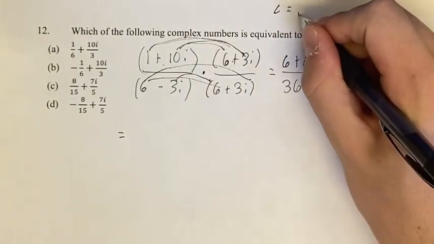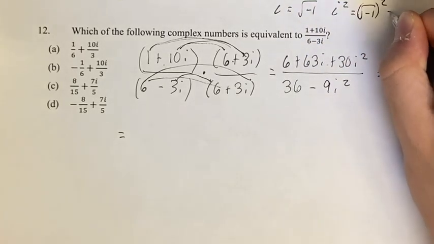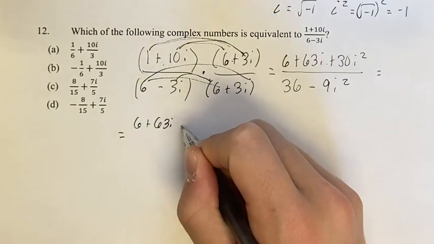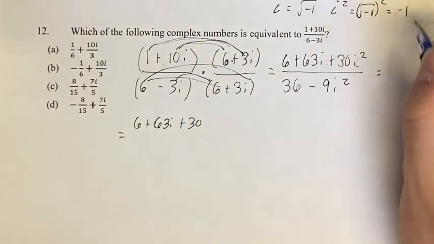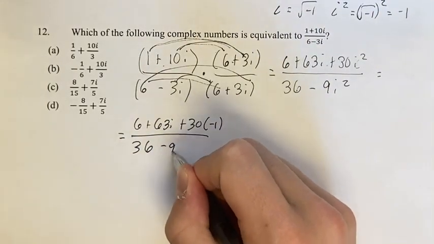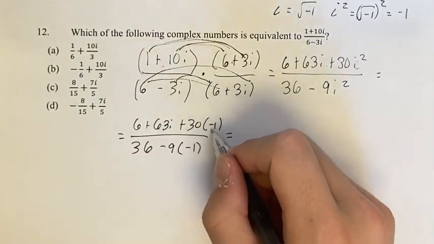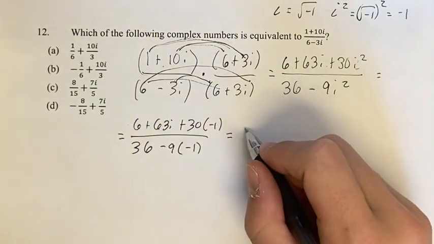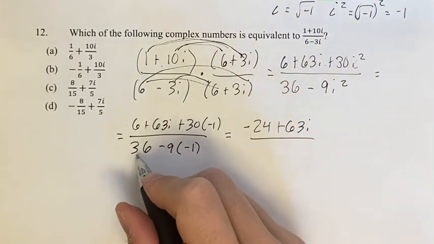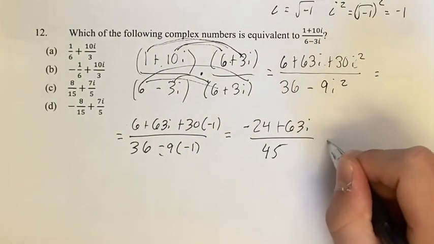And if i is equal to the square root of negative 1, then i squared is equal to the square root of negative 1 squared, which is negative 1. So you have 6 plus 63i plus 30, and then i squared is negative 1, so it's 30 times negative 1. Down here we have 36 minus 9 times i squared, times negative 1. So we have 6 plus 30 times negative 1, which is 6 minus 30, is negative 24, plus 63i, divided by 36 minus 9 times negative 1, which is 36 plus 9, is 45.